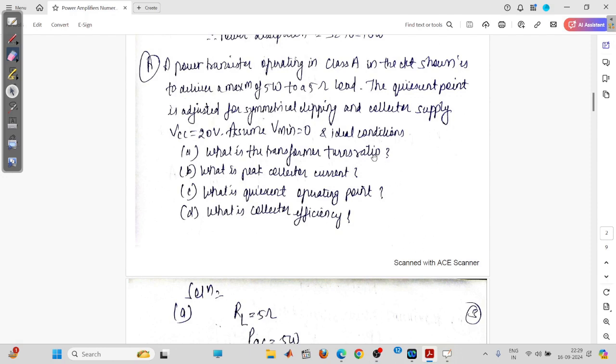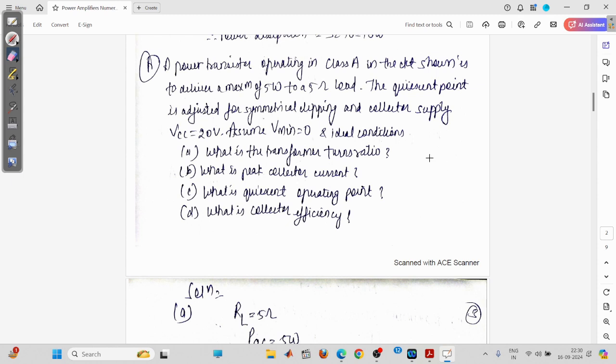So there is one more problem which we need to analyze. The problem is about a power transistor operating in class A in the circuit shown, which is to deliver a maximum of 5 watt to a 5 ohm load. So now we will be drawing the power transistor.